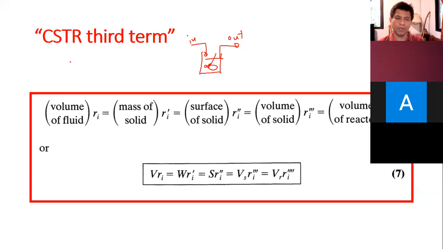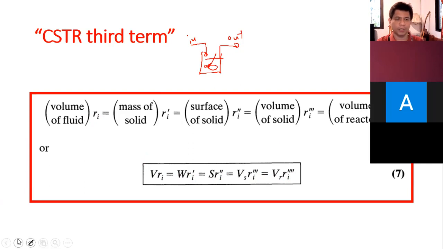yung CSTR equation is mass balance, magmo-mole balance lang tayo. That's why yung in, yung first term, yung out, yung second term. Tapos yung third term, yung generation, yung nanggagaling sa reaction. So ito yung third term niya, no? So yun, BRI, WRI prime, SRI double prime, BSRI triple prime, and then BRRI, apat na prime, ano?